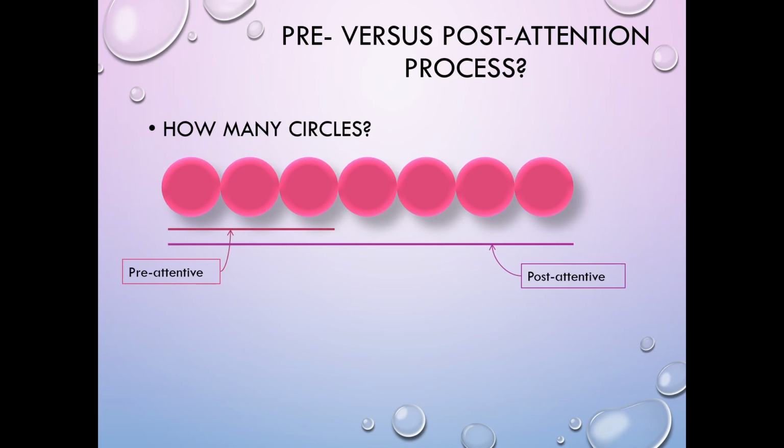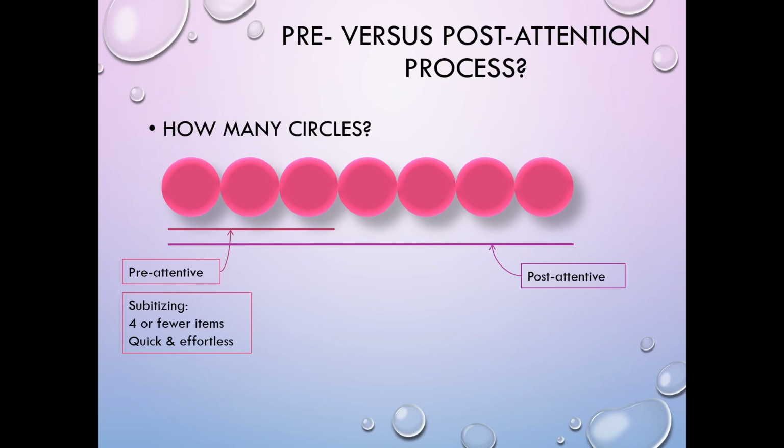So that's a good example, being able to quantify things is a good example of a pre-attentive process that can occur with a small enough set. Post-attentive is required for a larger set. We call it subitizing when you have 4 or fewer items.